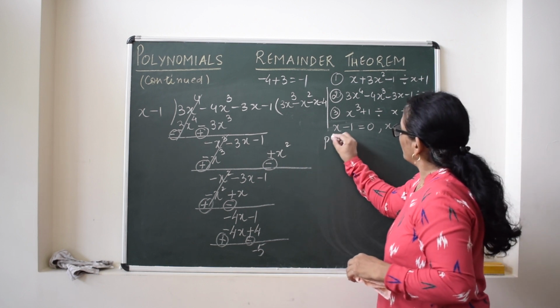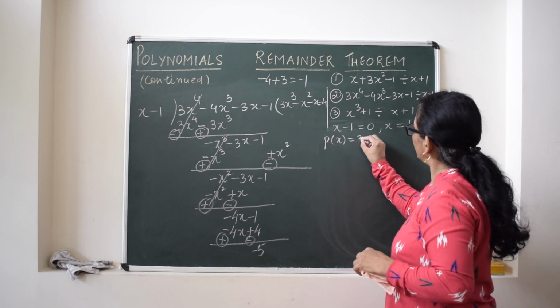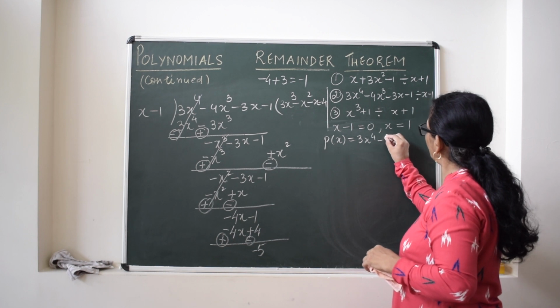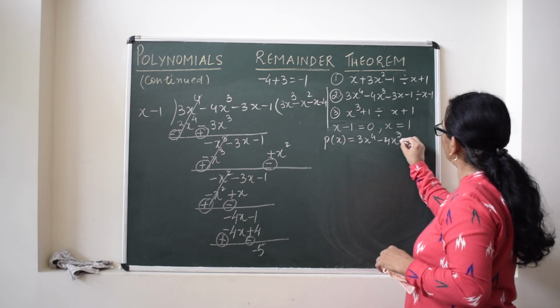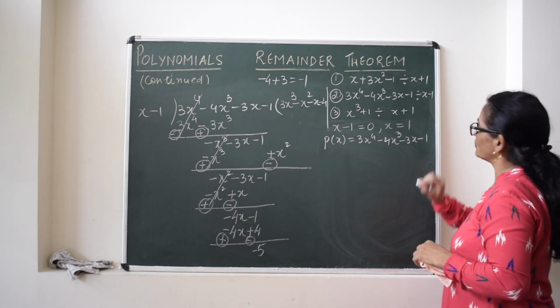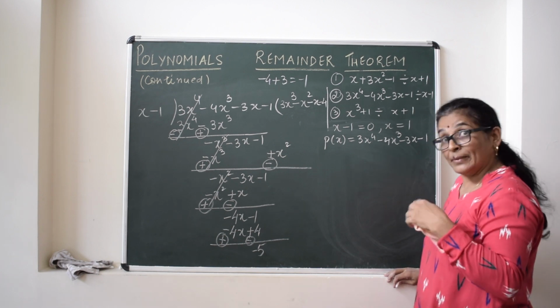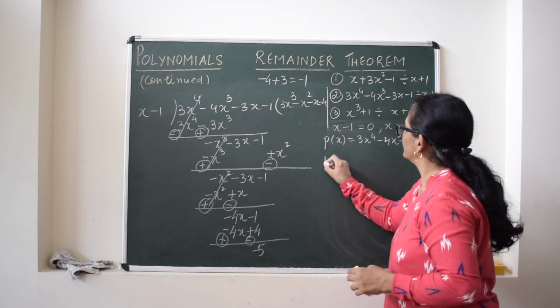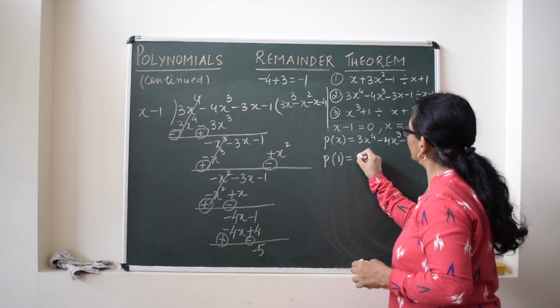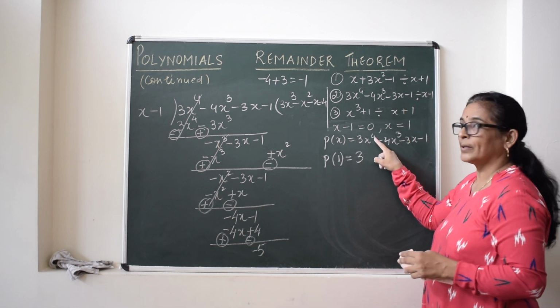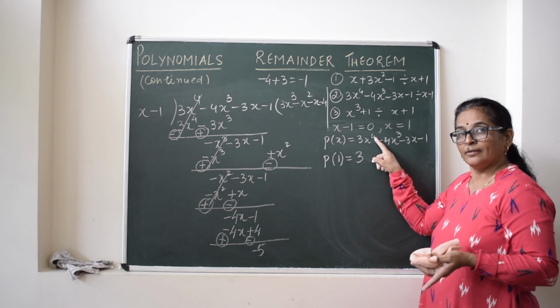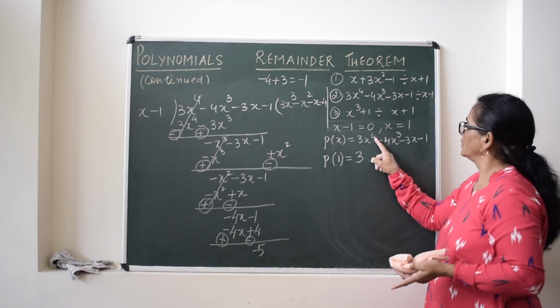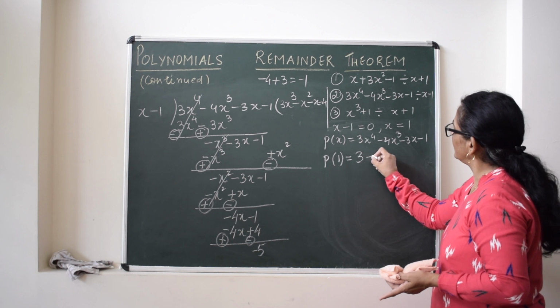So the given polynomial is 3x to the power of 4 minus 4x cubed minus 3x minus 1. The remainder will be p of 1. So p of 1 is 3. Now 1 to the power of anything will be 1. You can just leave it also. Directly you can write this is 3.